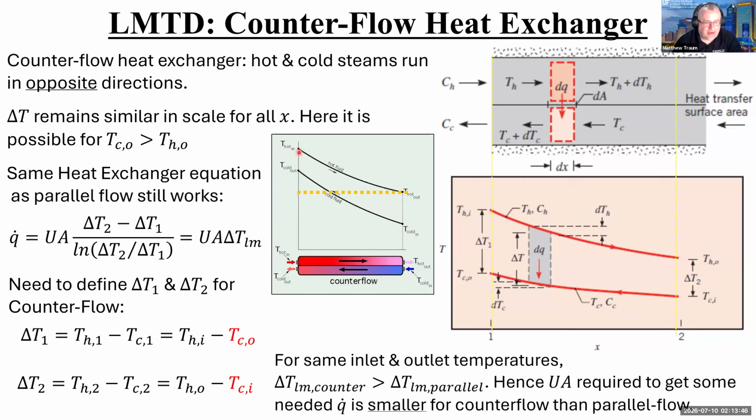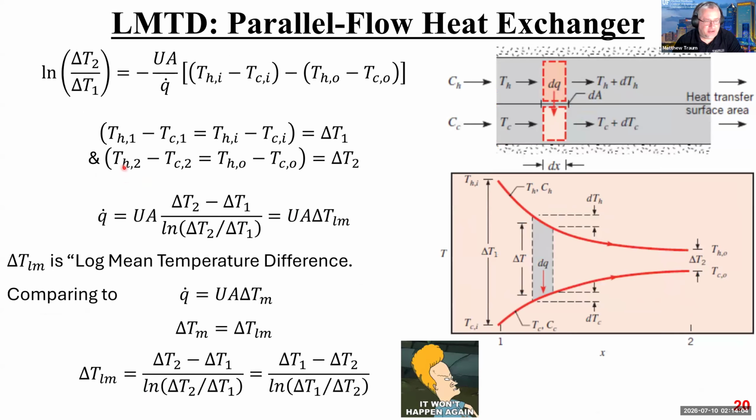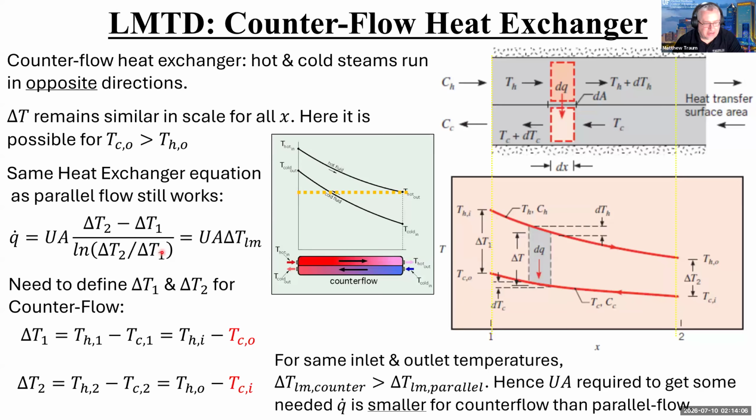Why? Because we're talking about the temperature difference at station 1, which is there, right? This is now the outlet of the cold stream, not the inlet of the cold stream, which is why this has changed. Same is true on the other side, right? It's the same equation, TH2 minus TC2, except TC2 is different because here we are at station 2, and that is now the inlet of the cold side instead of the outlet like it was in parallel flow. So just be careful, mind your inlets and outlets.